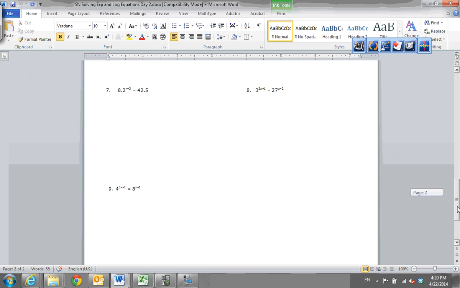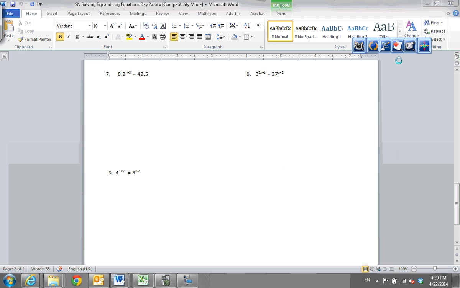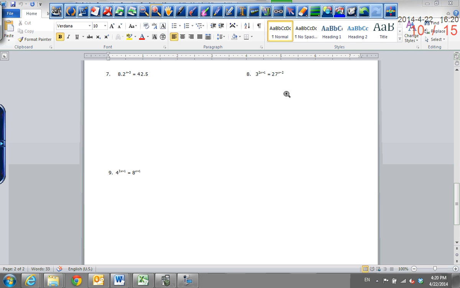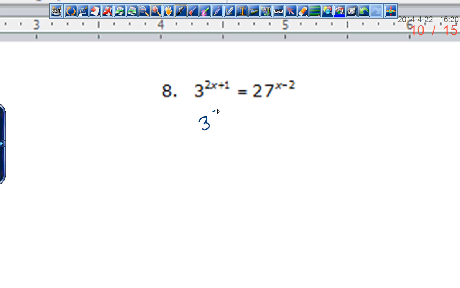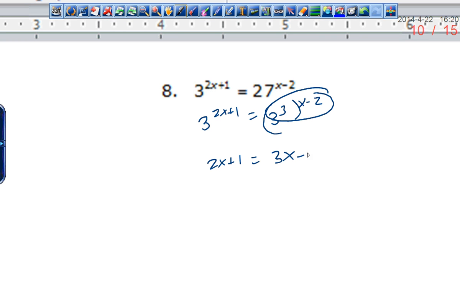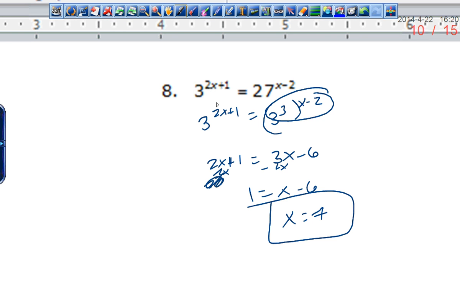Cool. Now on to 8 and 9. 8 and 9 are a little tricky. If you take a log of both sides, you're going to get kind of a messy situation. So what I would do is rewrite 27 as 3 cubed, like we talked about before. Now multiply that, so I get 2x plus 1 equals 3 to the x minus 6. I can do that because of the same base. So I'm bringing the baby to the mama. Subtract 2x, subtract 2x, get 1 equals x minus 6. Add 6 to both sides. x is 7. So it's not tricky. You don't need the calculator, but you do have to know that you can rewrite 27.